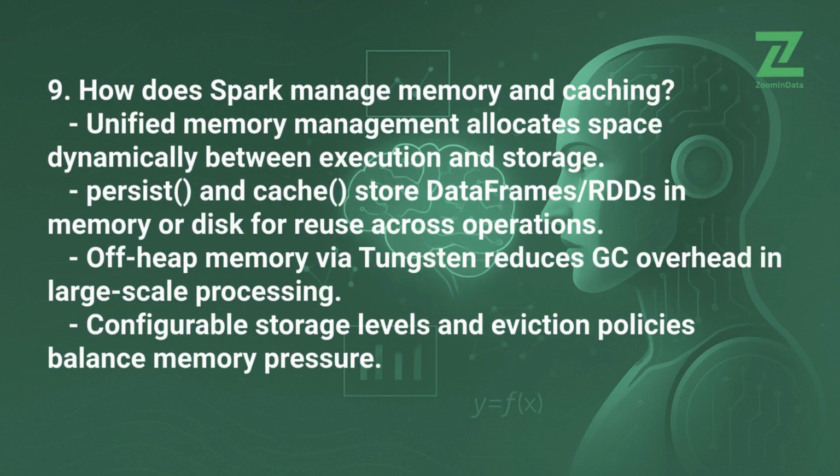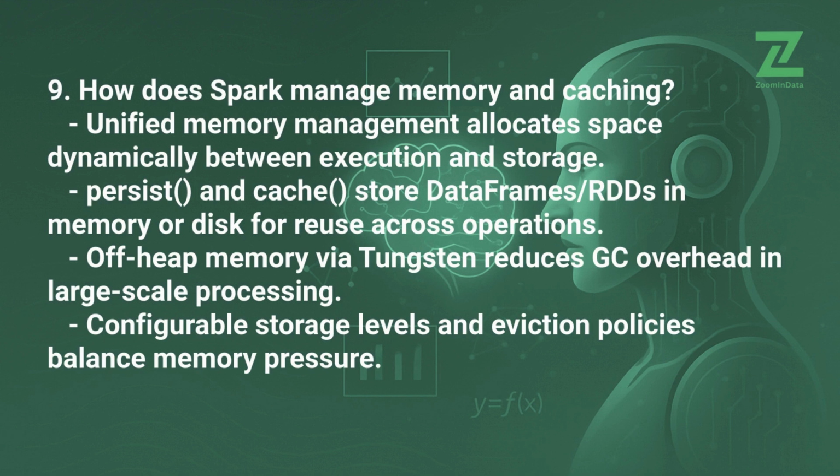9. How does Spark manage memory and caching? Unified Memory Management allocates space dynamically between execution and storage. Persist and cache store DataFrames and RDDs in memory or disk for reuse across operations.